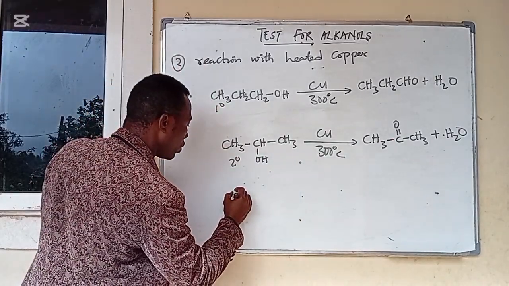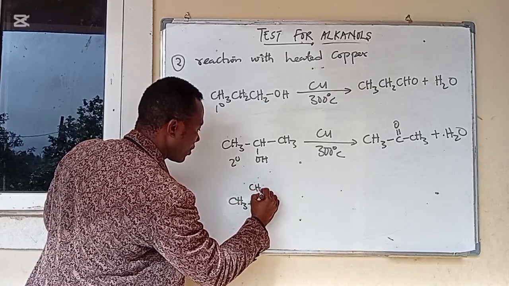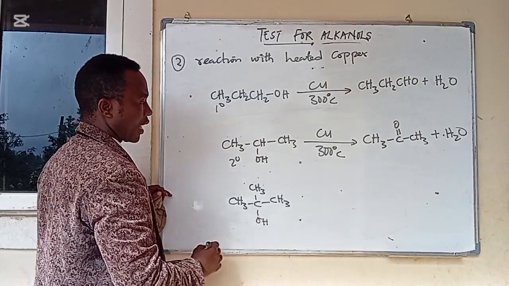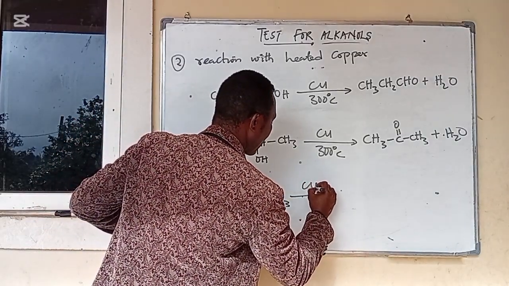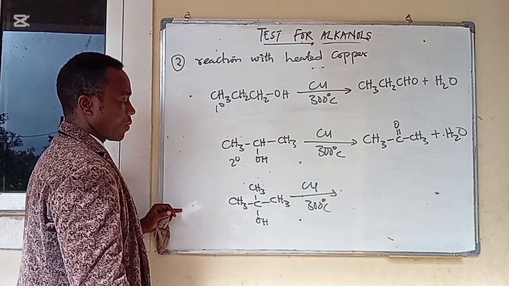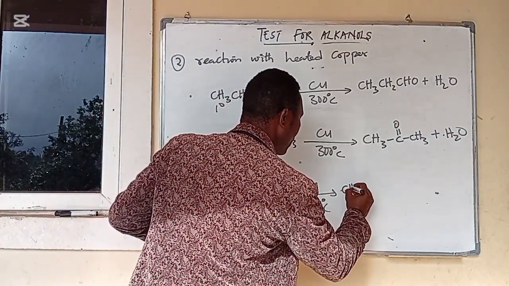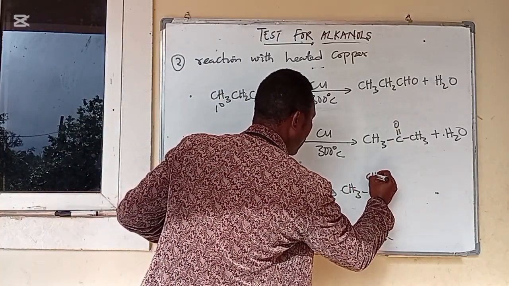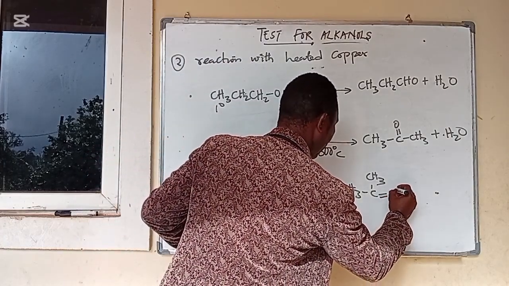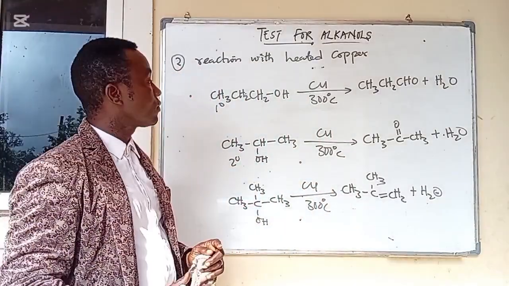Then if we look at tertiary, CH3, C, CH3, CH3, then you have OH. Now look at this, reacting with heated copper at 300 degrees centigrade. What happens? An alkene is formed. So what we will obtain is CH3, CH3, then you have a double bond, CH2, plus H2O.